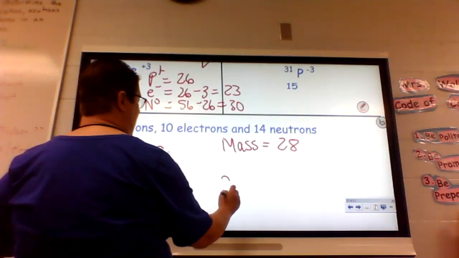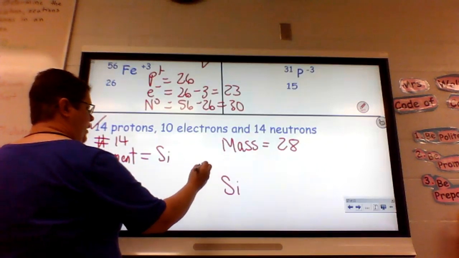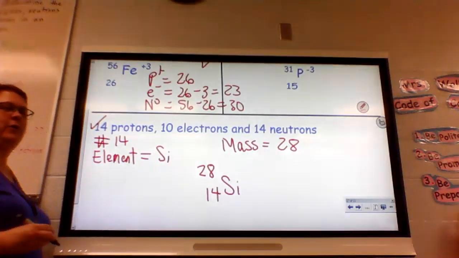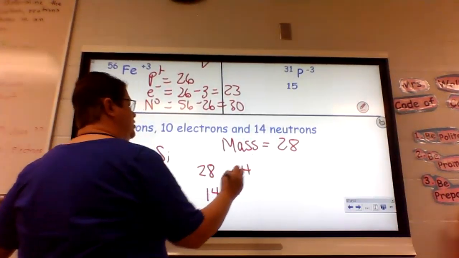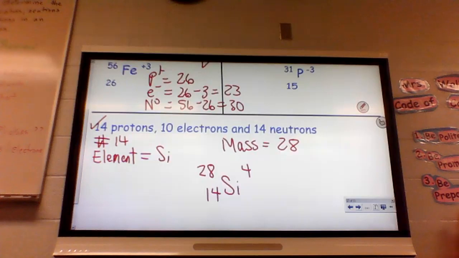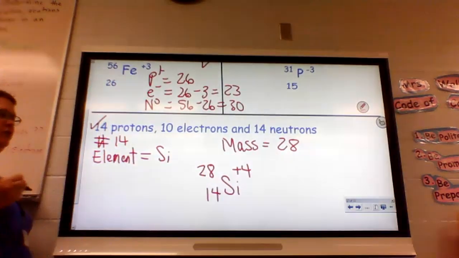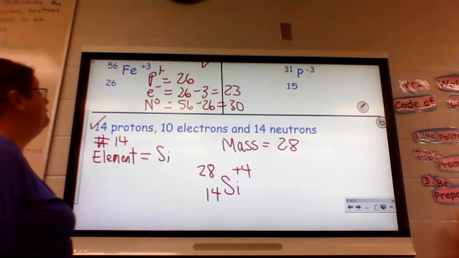All right, so silicon is in the middle. What goes up here? Mass. 28. What goes down here? 14. All right, so is it an atom or is it an ion? It's an ion, okay? So the protons and electrons are different. How much different? 4. Okay, so we know it's got a 4. Do we have more protons or more electrons? More protons, so we put a what right here? A plus. Plus 4. Everybody feel okay about that? Yes.